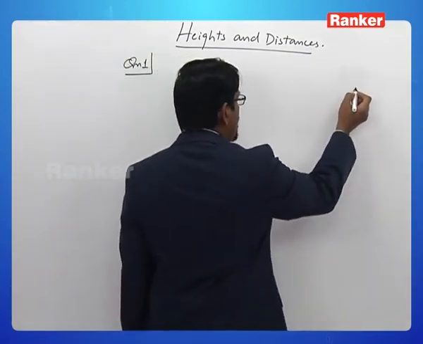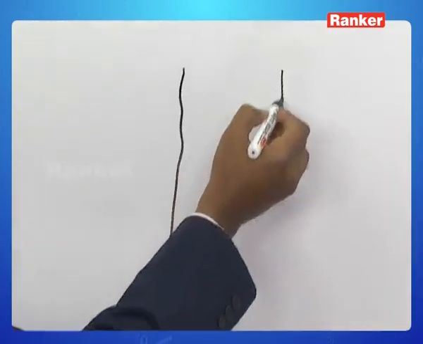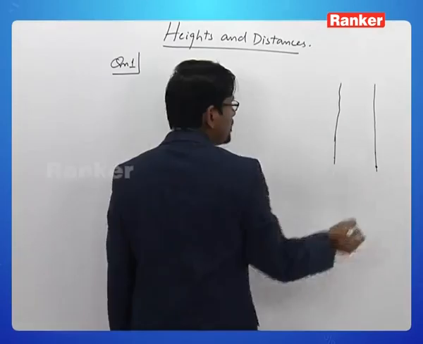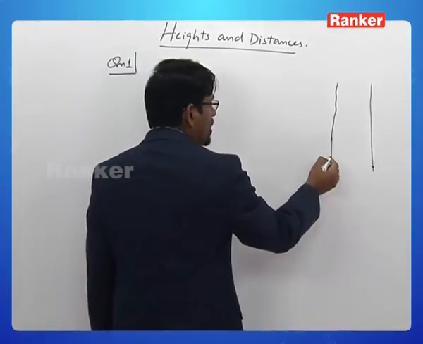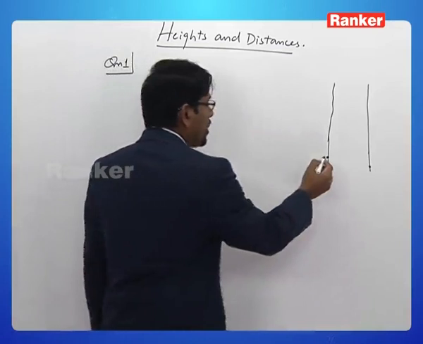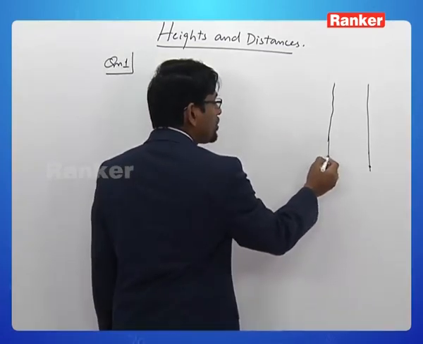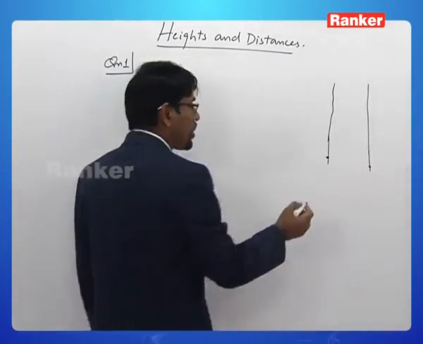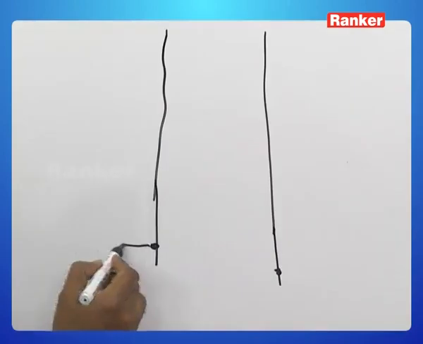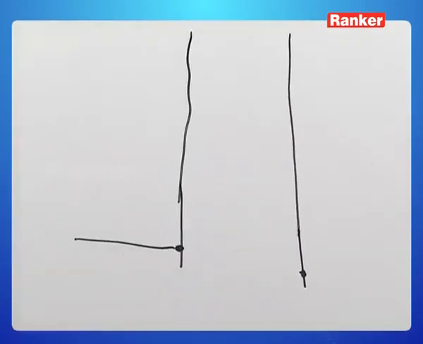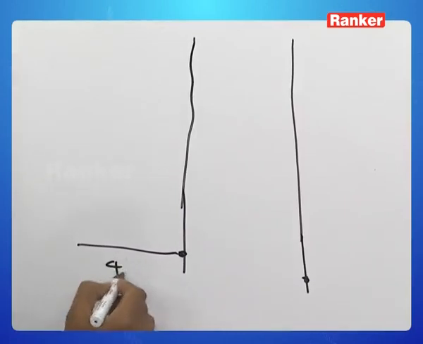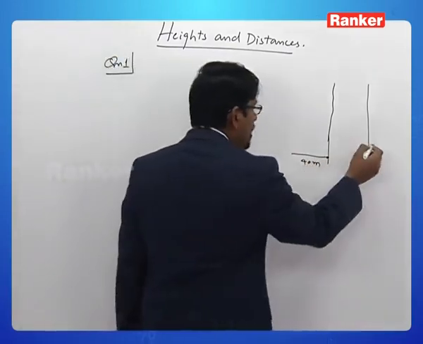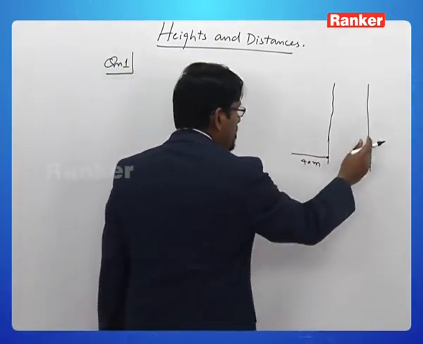Look, let us say this is the river, this is bank 1 and bank 2. A person is standing here, and there's a tree out here on the other bank. Now when he moves 40 meters away from here, the angle of elevation will be reduced. It was 60 here and 30 here. So let's put it this way.